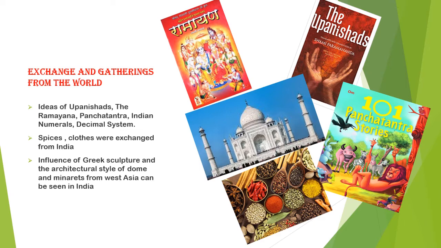The influence of Greek sculpture and the architectural style of dome and minarets that we can see these days in mosques, and specifically in the Taj Mahal in Agra and Charminar in Hyderabad, were derived from and influenced by West Asian architectural style, and they can be seen in India. With this exchange and gatherings, India and the world got connected with each other in terms of commodities, culture, textiles, and spices.